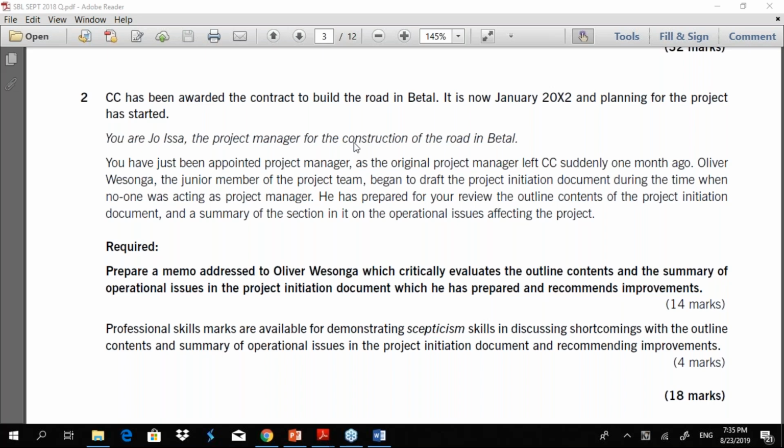Also remember, in SBL you will have generic questions plus questions based on technical areas. So if you look at question number 2, it is based on the project management technical area. So PID, what is a project initiation document?